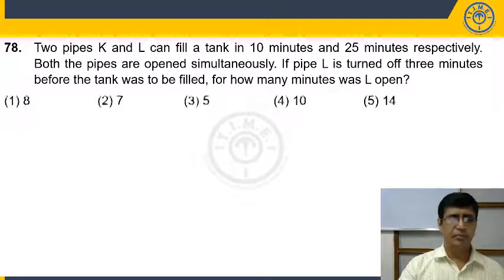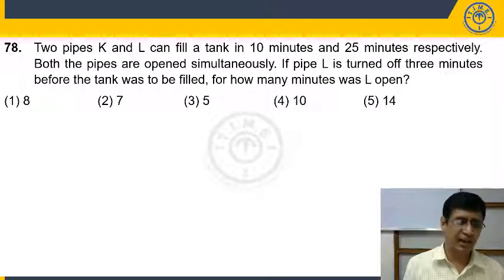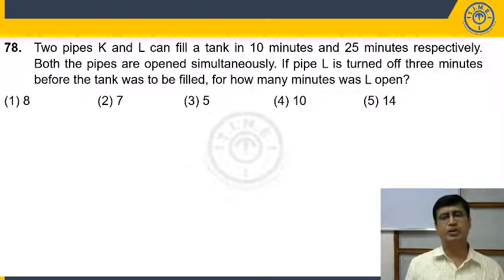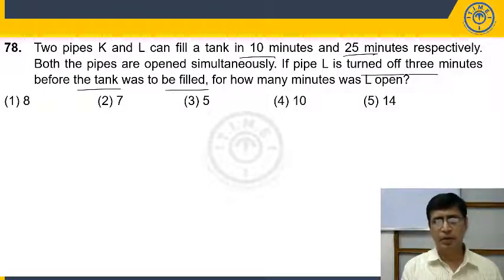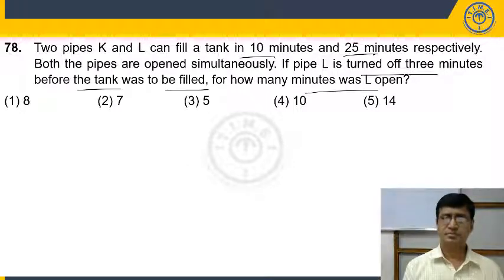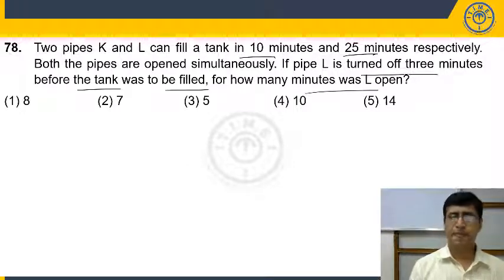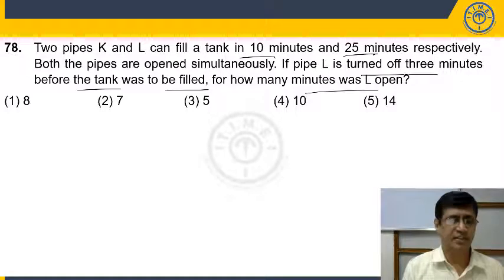Now one more example here, question number 78. So what is the discussion? 2 pipes K and L can fill a tank in 10 and 25 minutes respectively. Both the pipes are opened simultaneously. Pipe L is turned off 3 minutes before the tank was to be filled. How many minutes was L open?